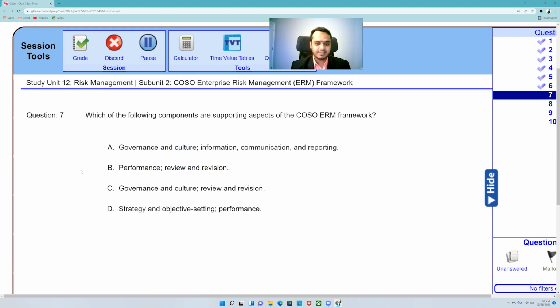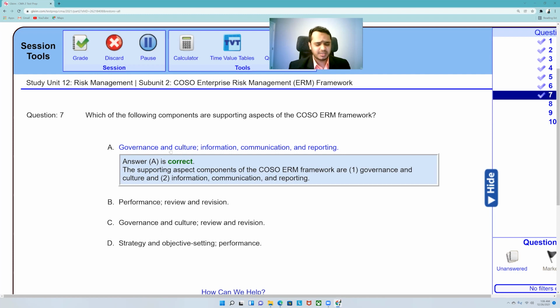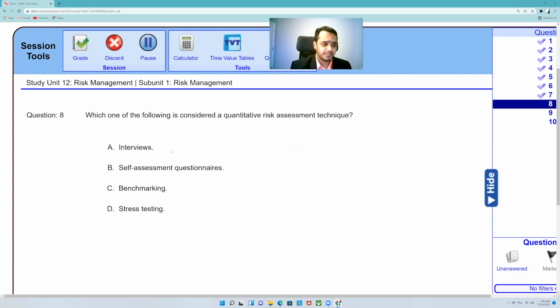Yes. Next, which of the following are supporting aspects of the COSO ERM framework? What are they? First and last, we just did it: governance and culture, and information, communication, and reporting. Straightforward questions. That's why I'm not reading the other options.